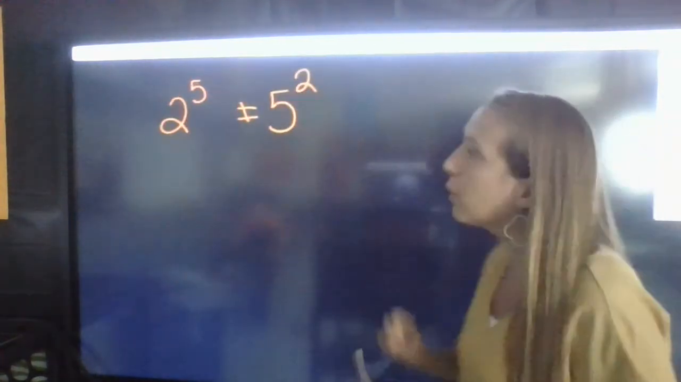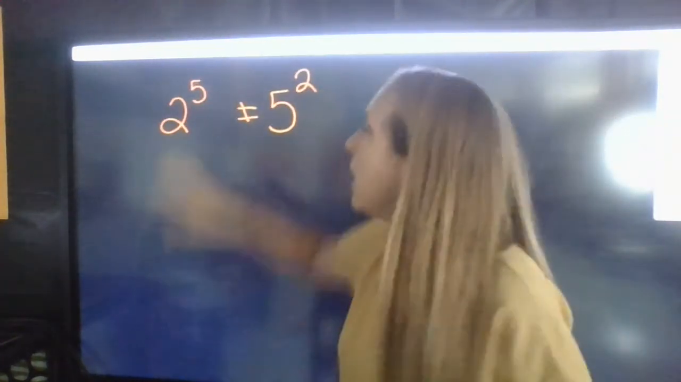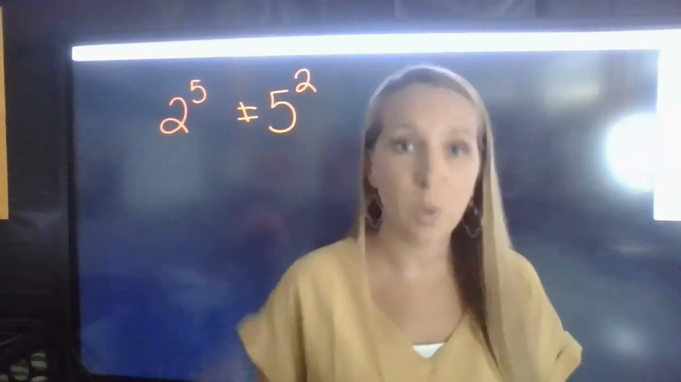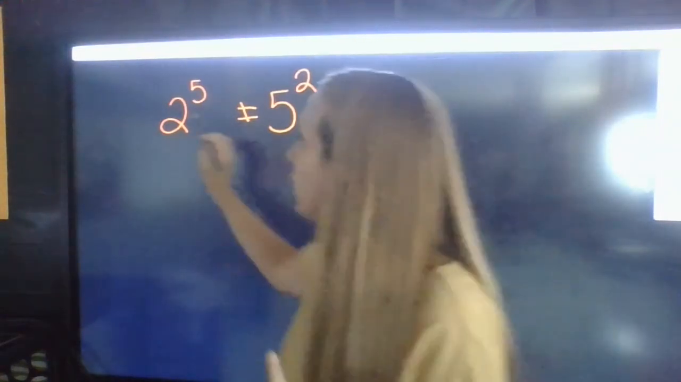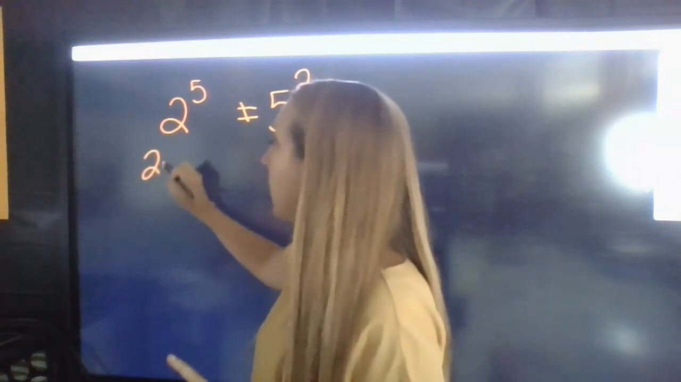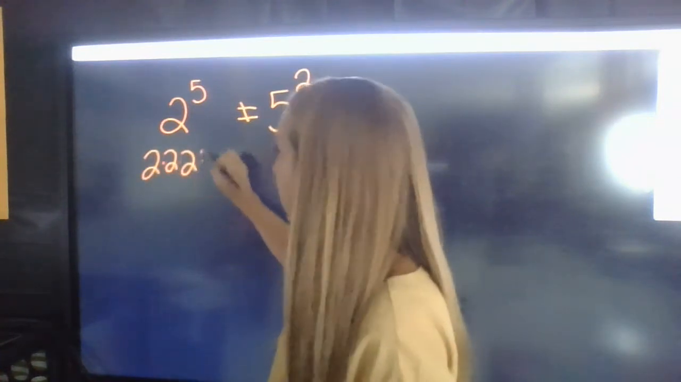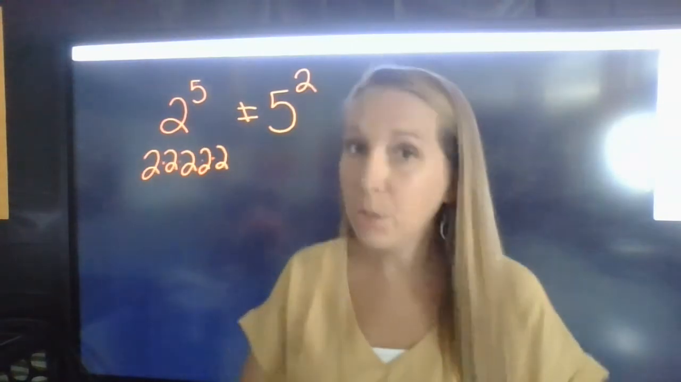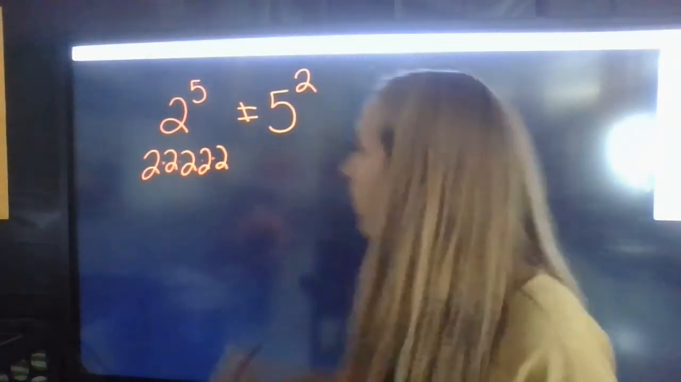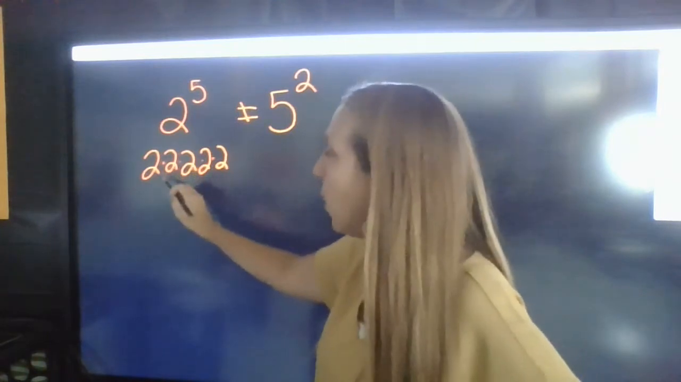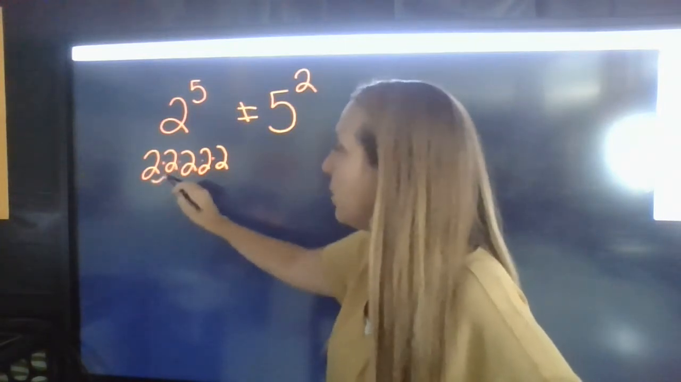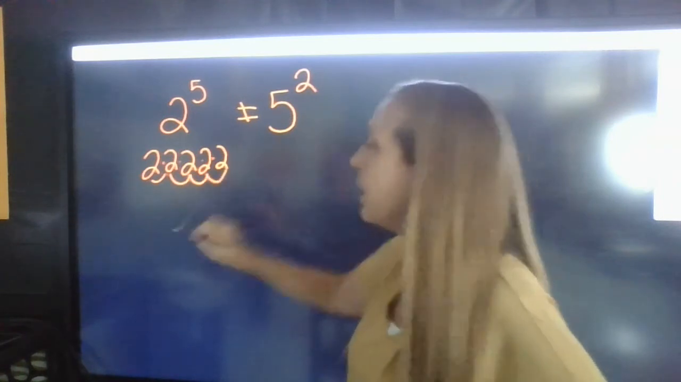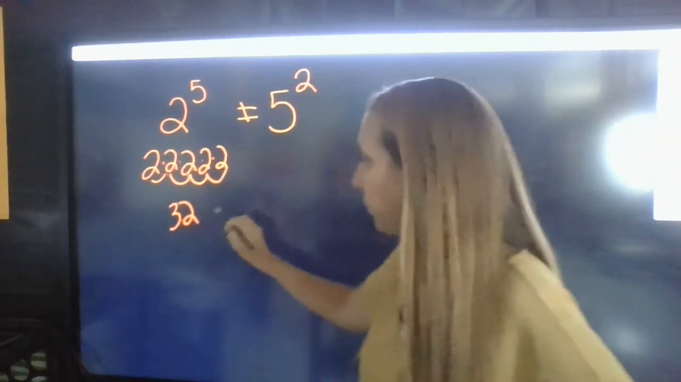Now I want to go over a few misconceptions. 2 to the 5th power is not the same thing as 5 squared. Let me show you why. 2 to the 5th power would be 2 times itself, times itself, times itself, times itself, 5 times, okay? Not 2 times 5, but 2 times itself 5 times, okay? So then we got 2 times 2 is 4. 4 times 2 is 8. 8 times 2 is 16, and 16 times 2 is 32.